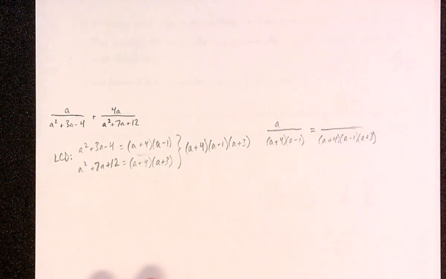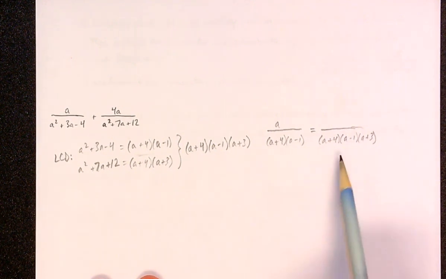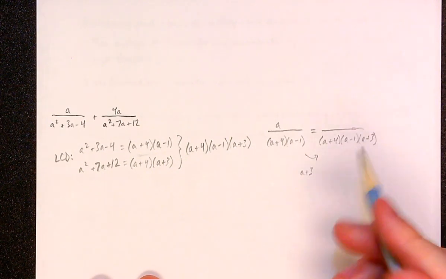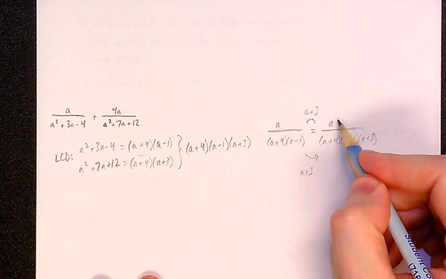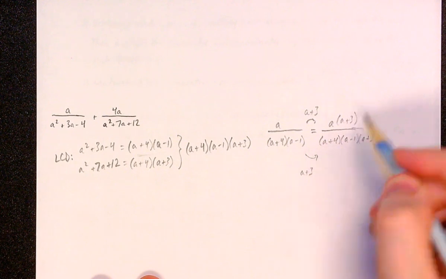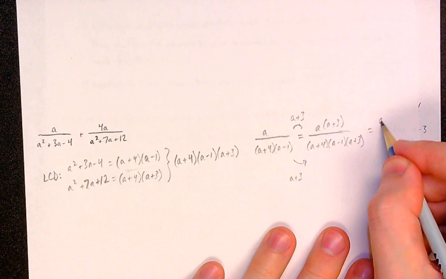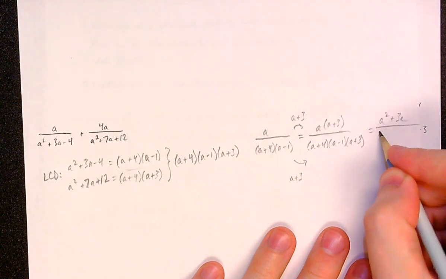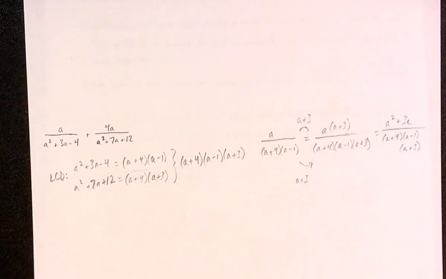So how do we do that? What do I have to multiply this thing by to get this? Well, I have to multiply by an a plus 3. So that's exactly what we're going to do to the top as well. And if you multiply that, you get a squared plus 3a times the a plus 4 times the a minus 1 times the a plus 3.